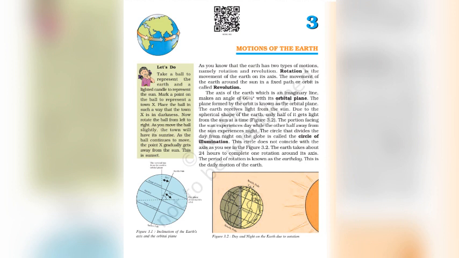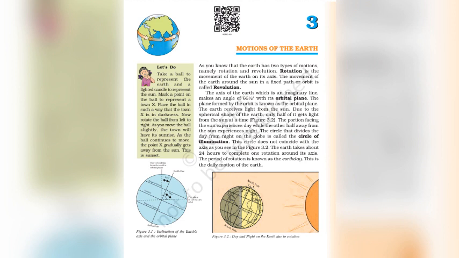The earth receives light from the sun. Due to the spherical shape of the earth, only half of it gets light from the sun at a time. The portion facing the sun experiences day, while the other half away from the sun experiences night. The circle that divides the day from night on the globe is called the circle of illumination. This circle does not coincide with the axis.